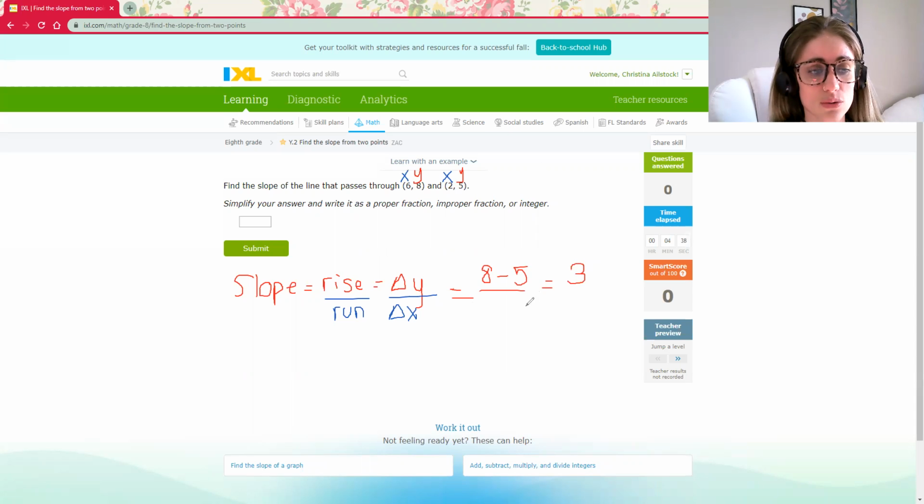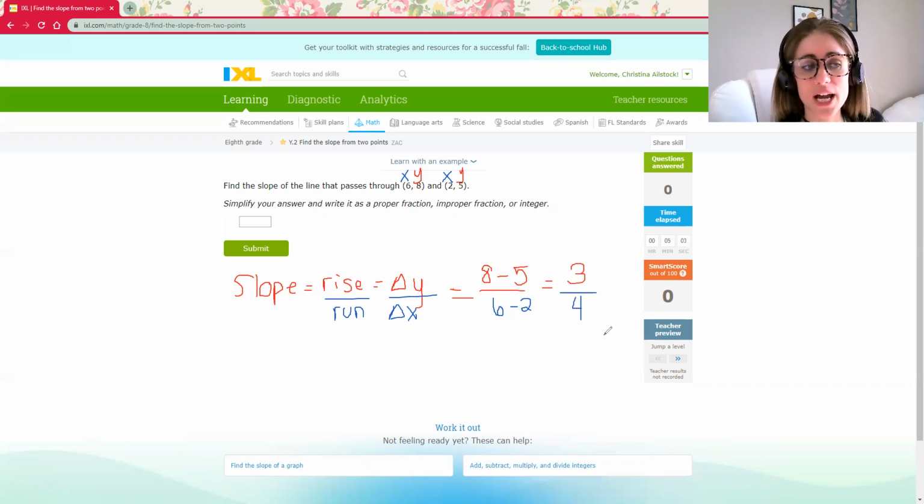Now we need to find our change in x. We need to make sure we go in the same order. So if I did the first point minus the second point, I need to keep that up with the x's. So 6 minus 2. So we just took my 2 x values and subtracted them. What is 6 minus 2? Well, that's 4.